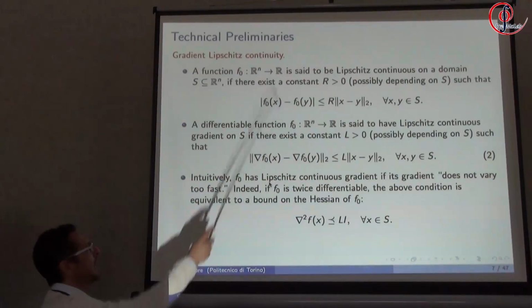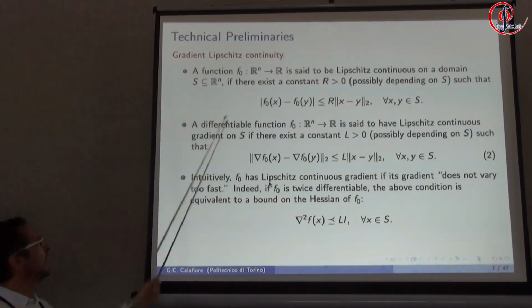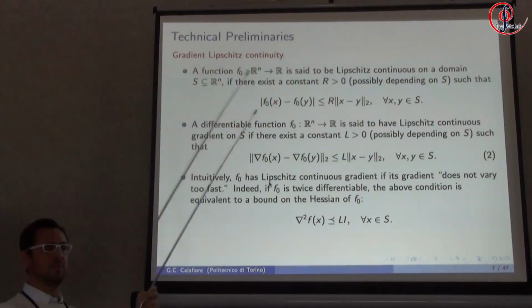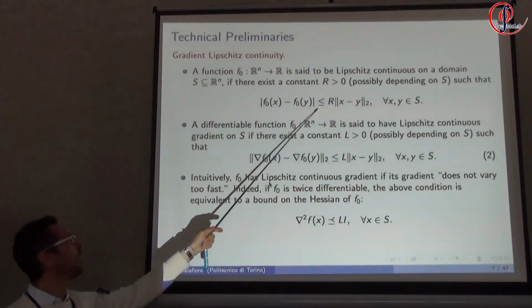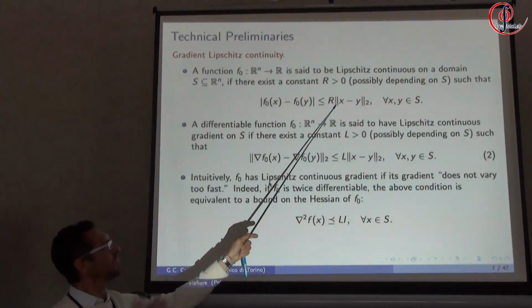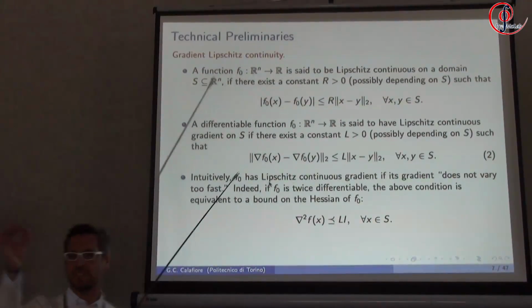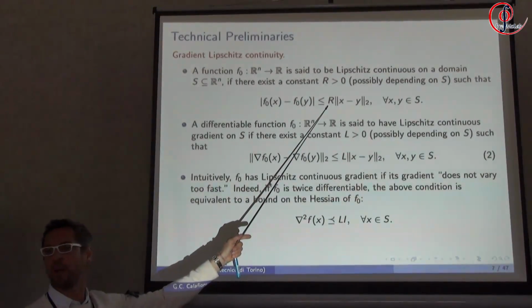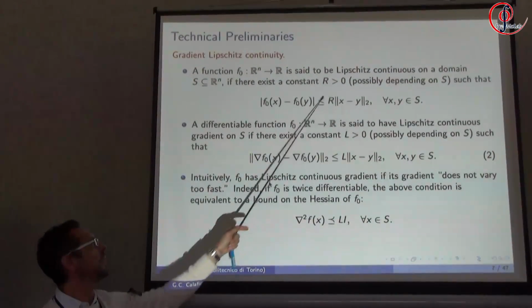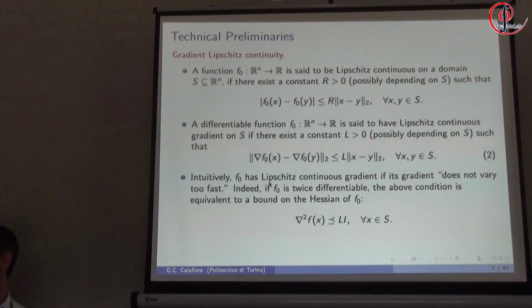So Lipschitz means that the function at 2 points cannot vary more than some multiple of the distance between these 2 points. So if the 2 points are close, also in some sense the value of the function at these 2 points must be close, or at least not too far away. So there must exist some constant that bounds the variation of the function.